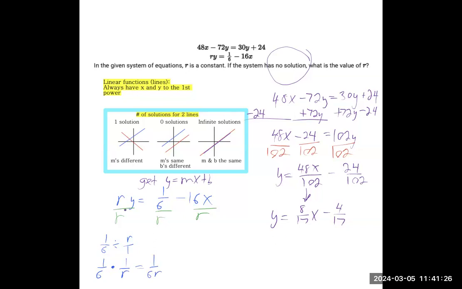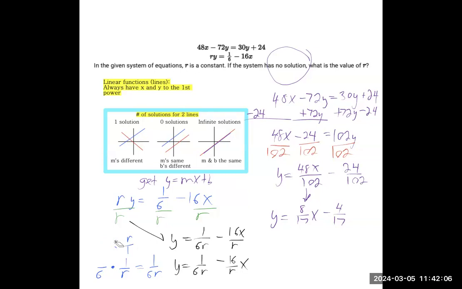And so we're going to have y equals 1 over 6r there. And then for this other one, it's negative 16x over r. But let's just make that a little neater there. Negative 16x over r. We're going to want to write that a little differently. We're going to want to write it as negative 16 over r times x. Because we're getting it into mx plus b, so we want to see the m as its own separate thing.